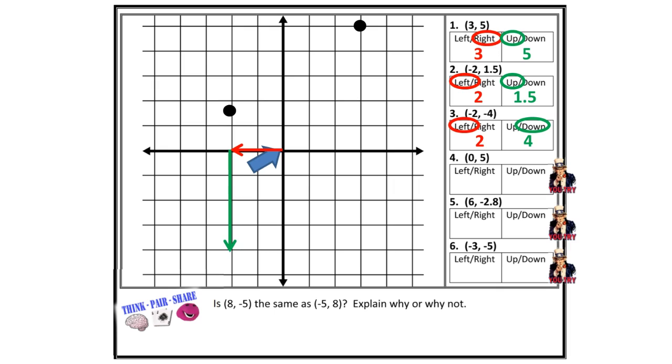I went 2 to the left because -2. I went 4 down because of -4. That's where I'm going to plot my point. I can double check. My x-coordinate is still -2 because it's 2 to the left off of the y-axis, and it's 4 down from the x-axis.